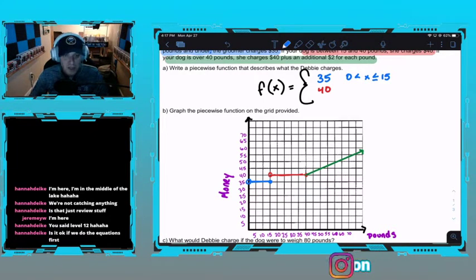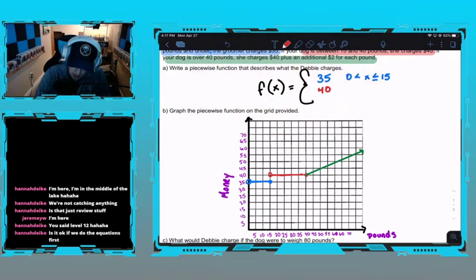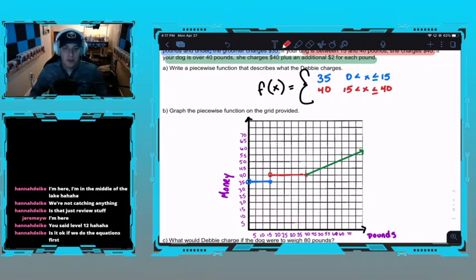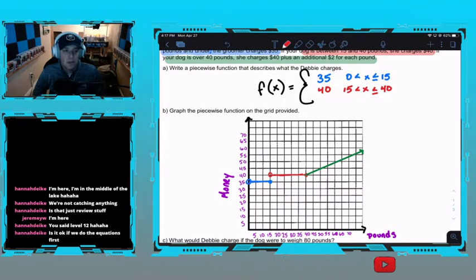Now I'm just going to repeat the steps for the 40. The 40, we started at 15. We went all the way up to 40. And again, we said that that 40 was included. Anywhere between 15 and 40 was going to be equal to that.